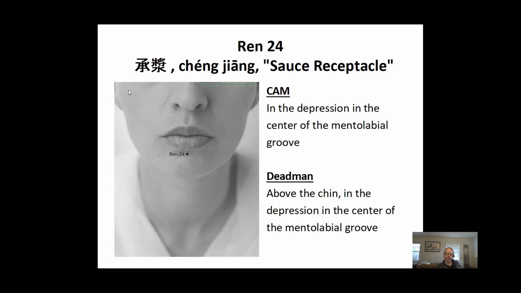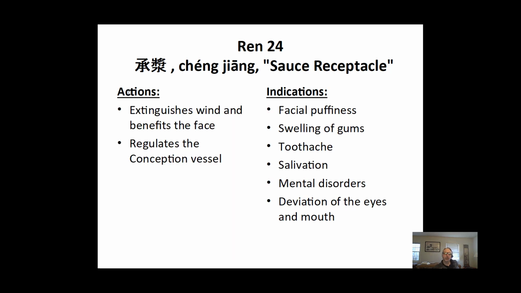Throat and tongue. 24. This is proof that the Chinese actually have a sense of humor. The translation of this point, Ren 24, is called sauce receptacle, which just makes me crack up every time I have to say it. Above the chin in the depression in the center of the mentolabial groove, right here. Extinguishes face wind and benefits the face. Regulates the Renmai, or conception vessel. Most everything you see here is all about local tissue, except for the mental disorders.